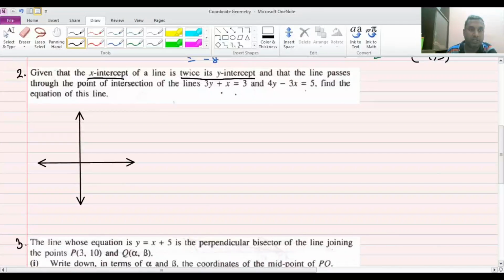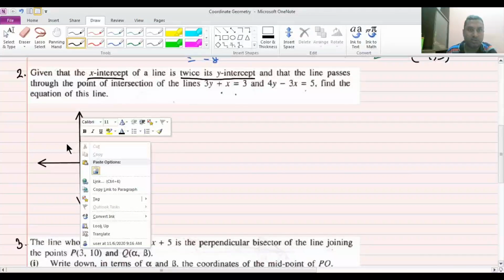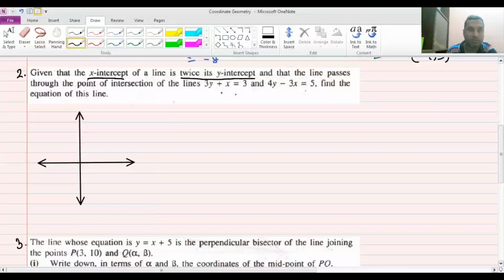So let me consider here the y-intercept, then the x-intercept is twice, so let me make it double. Let us consider the coordinates of this one as (0, a). Since it is double, it becomes (2a, 0).